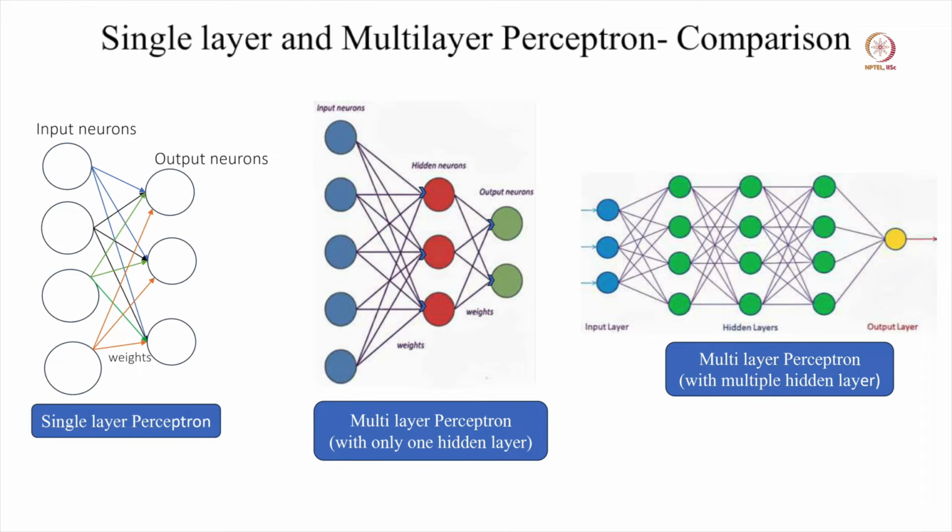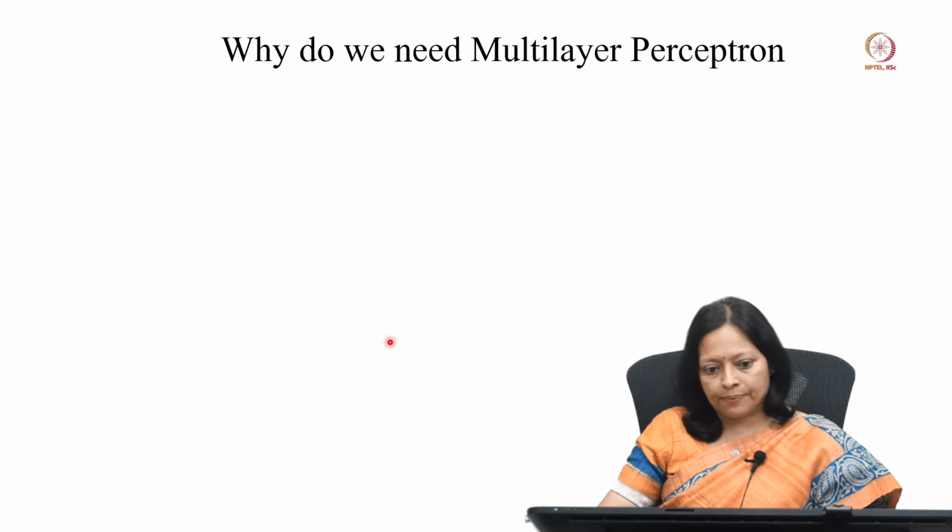Now, in the second figure, you see there is only one single layer of hidden neurons. That means one single hidden layer is there. Multi-layer perceptrons can have only one hidden layer, or it can have multiple hidden layers. So, my third picture has multiple hidden layers, and it is also an example of a multi-layer perceptron model. So, in single layer perceptron, we don't have any hidden layer. Multi-layer perceptrons can have one hidden layer or multiple hidden layers.